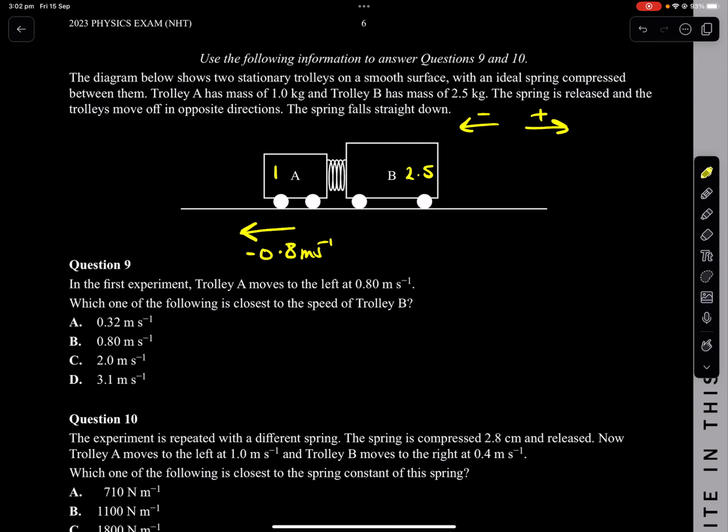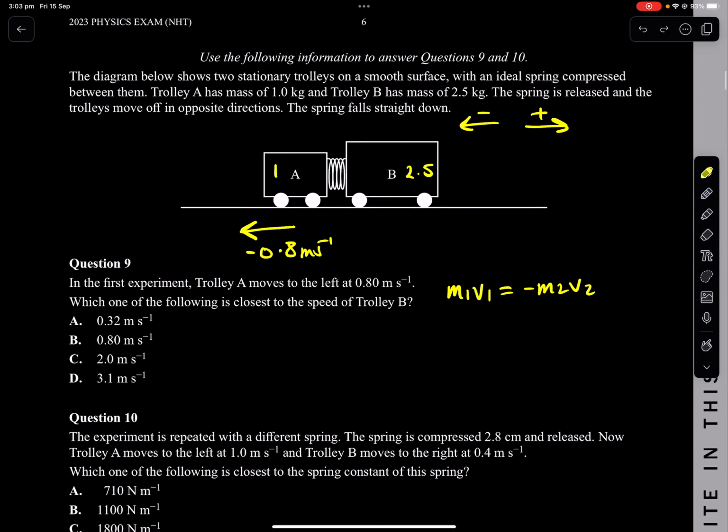Okay, what do we know? Well, here is a question that deals with conservation of momentum. We know that momentum is conserved, so we can say that M1, trolley A, V1 is the velocity, is equal to negative M2 V2. Why did I put that negative? Because they are moving in the opposite direction. This one is going to the right, this one is going to be going to the left.